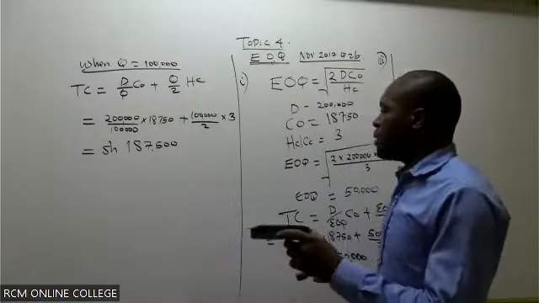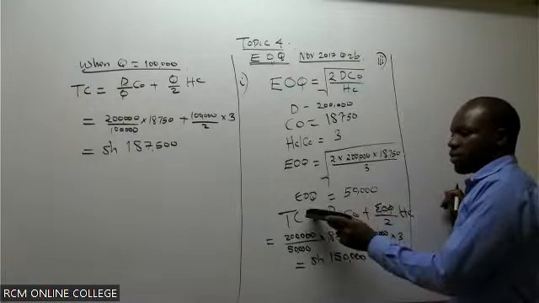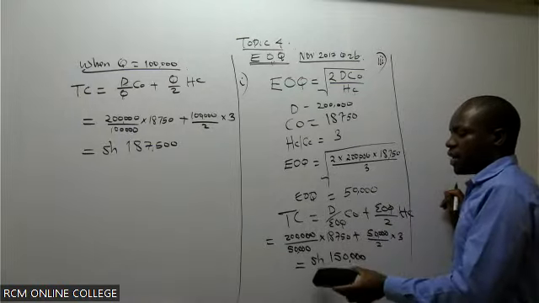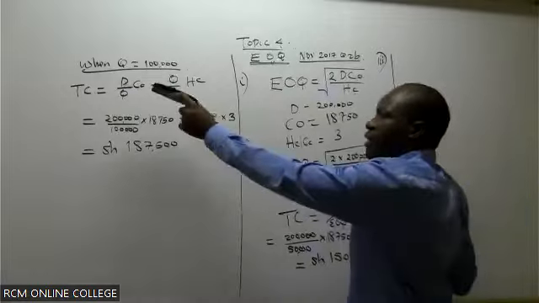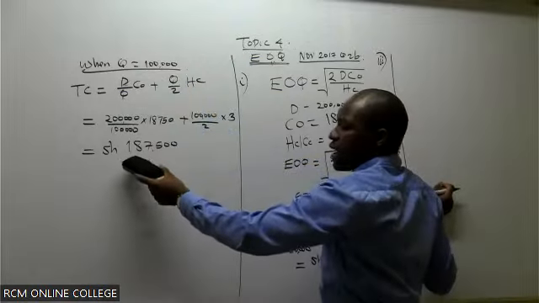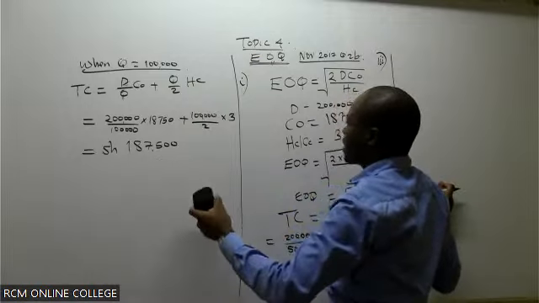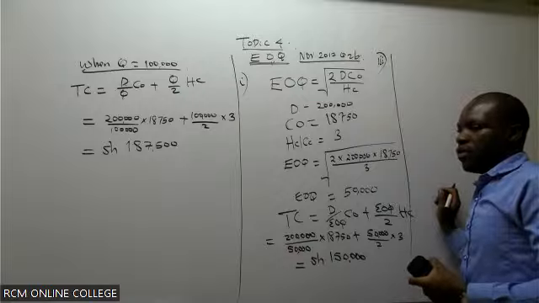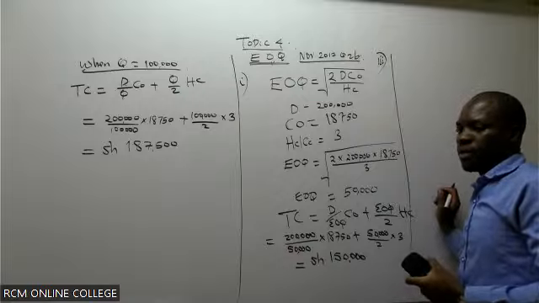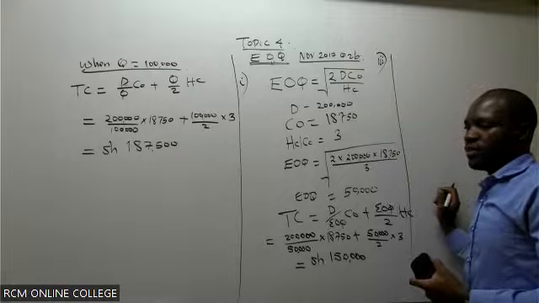Now here, the company has an option of either ordering 50,000 units and incurring a cost of 150,000, or ordering 100,000 units and incurring a cost of 187,500. How would you advise this company? What quantity should they order? Is it 100,000 or 50,000 units?